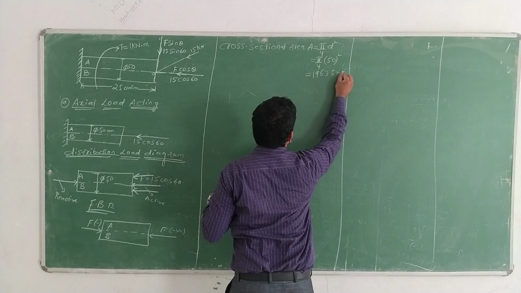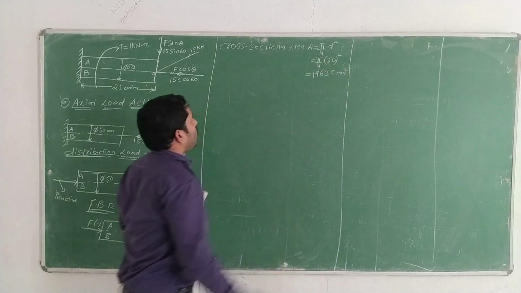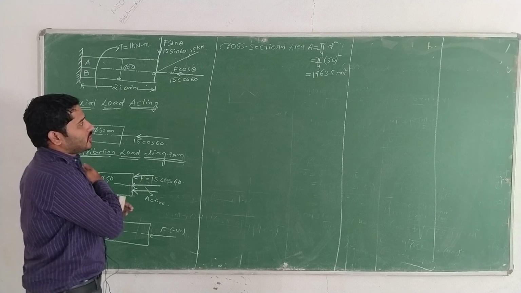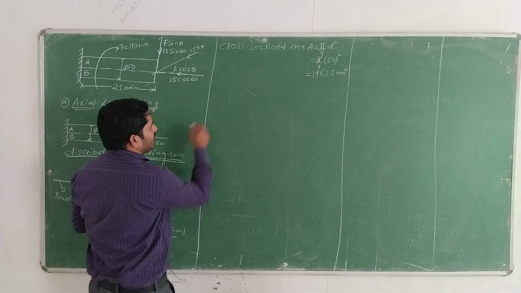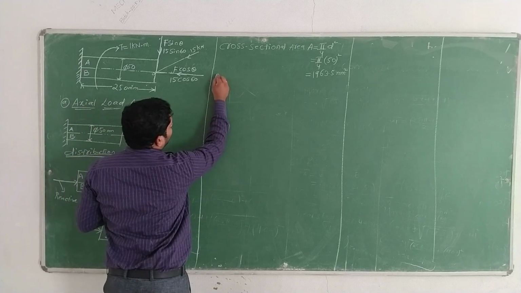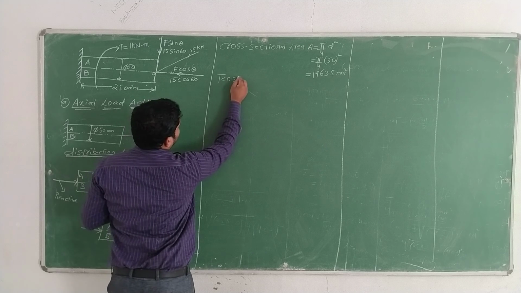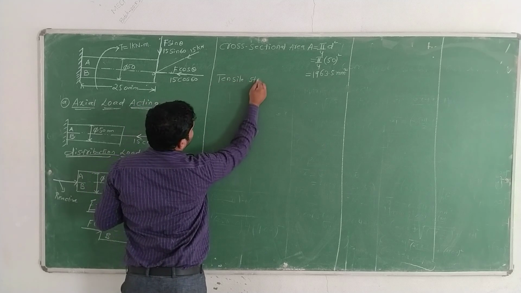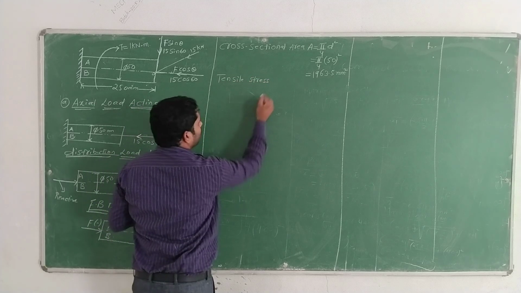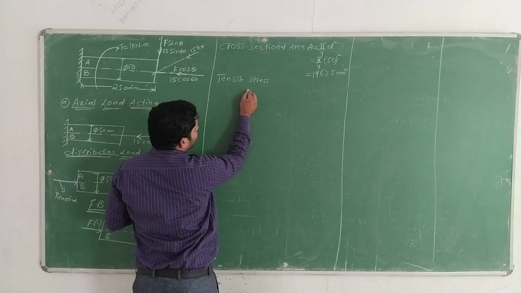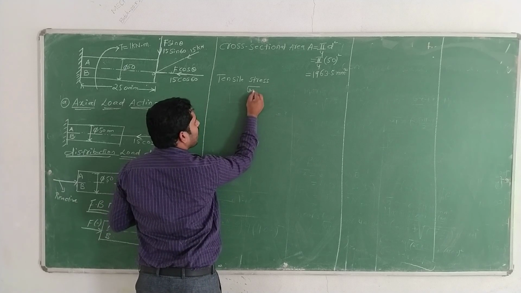1963.5 mm square, I am getting the answer. That is the value of the cross sectional area. Now you need to find out the tensile stress. So you have to represent it as sigma A.